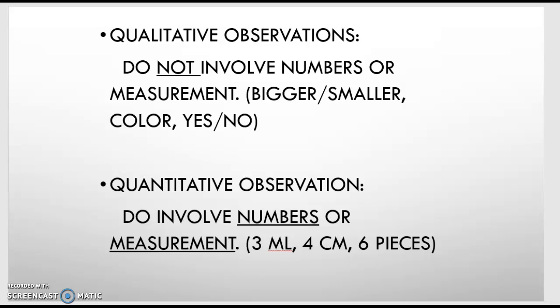An example of a qualitative observation would be if we were outside looking at a garden. A qualitative observation of a garden could be that one flower is bigger or smaller than the other. It might be green or purple or red or pink. Another example of a qualitative observation in a garden could be the plant grew, which would answer the question, did it grow?